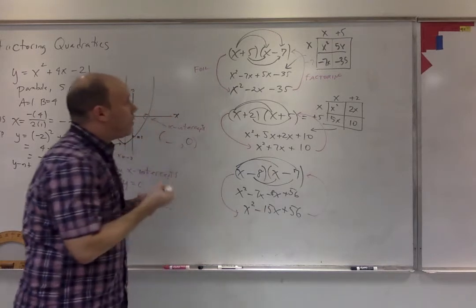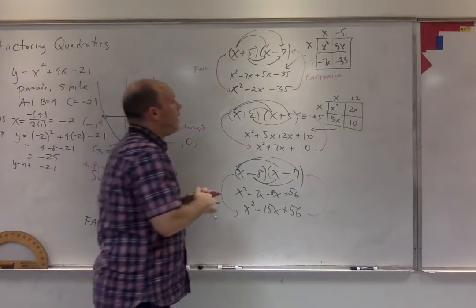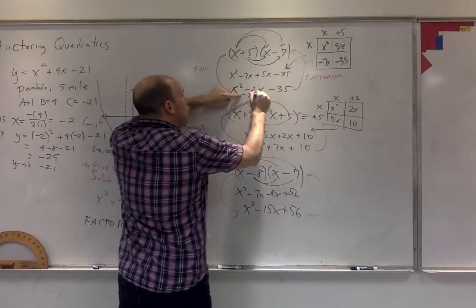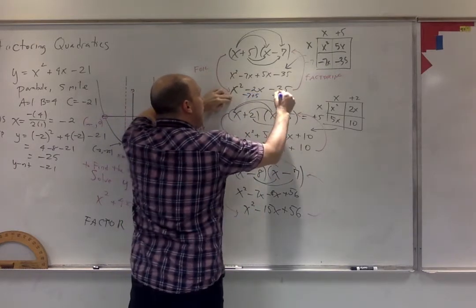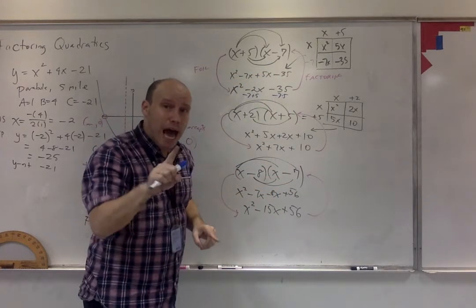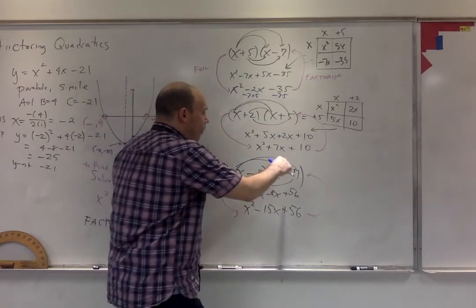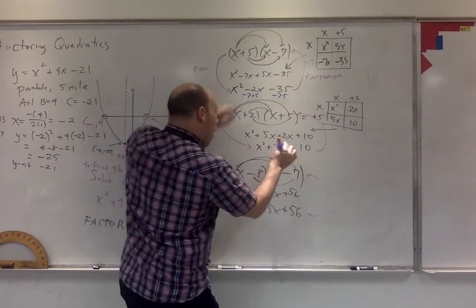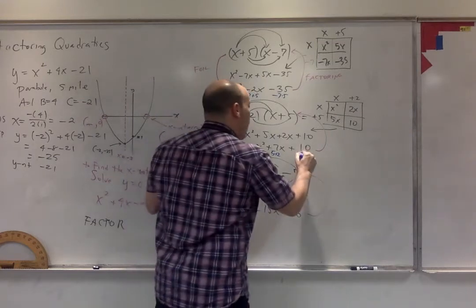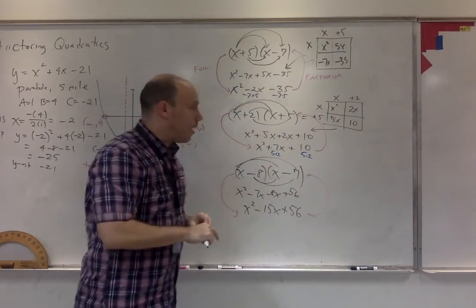Negative 7 plus 5 is negative 2, but what's negative 7 times 5? That gives me negative 35. Not a coincidence. Where did the 7 come from? You say, oh, that's 5 plus 2. Where did the 10 come from? 5 times 2. Not a coincidence.